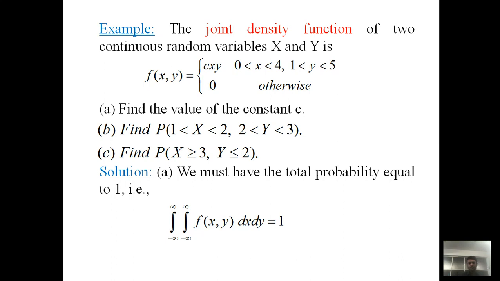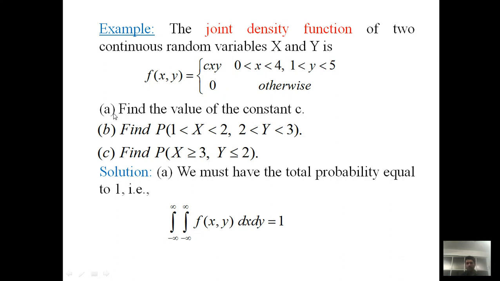Let's see one example. The joint density function f of (x, y) of two continuous random variables x and y is represented by this equation. When x is between 0 and 4 and y is between 1 and 5, the density function takes the value cxy, where c is an unknown constant which we have to determine. And in the rest of the region, the density function takes the value 0.